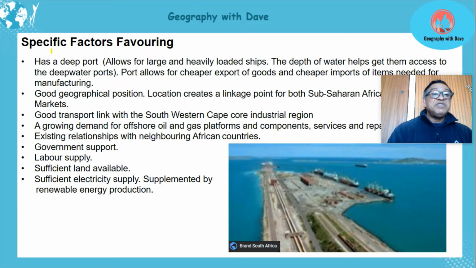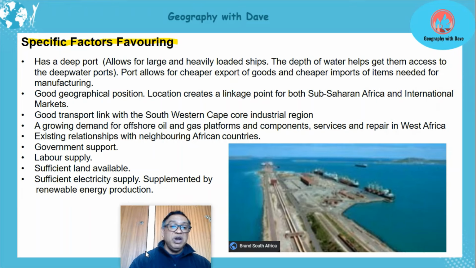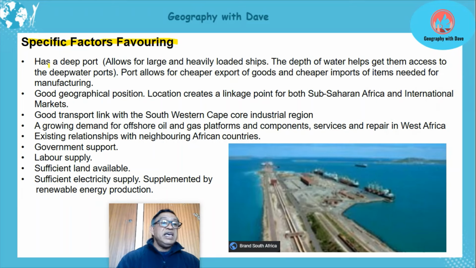Then specific factors favoring, or factors favoring. Let's look at what they have. There's a whole list of them here. A deep port. Now a deep port, why is it important? It allows for large, heavily loaded ships. Can you see the ships here?